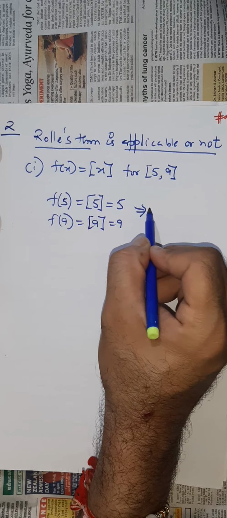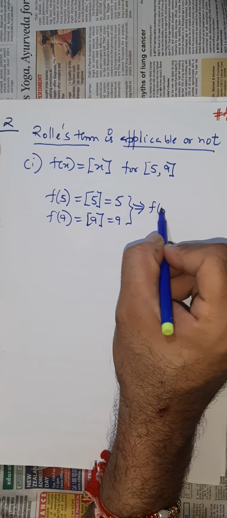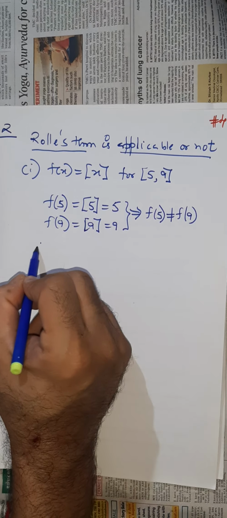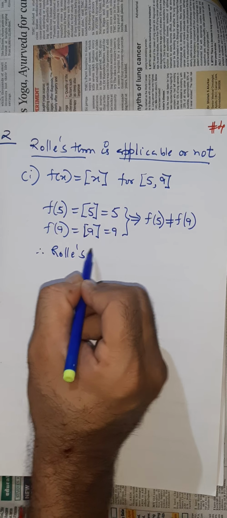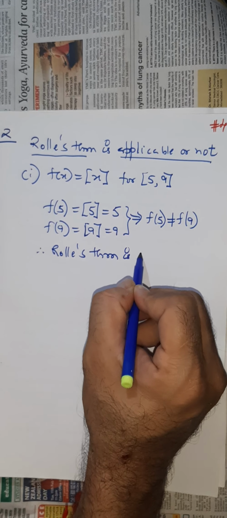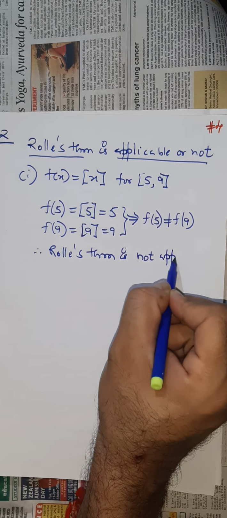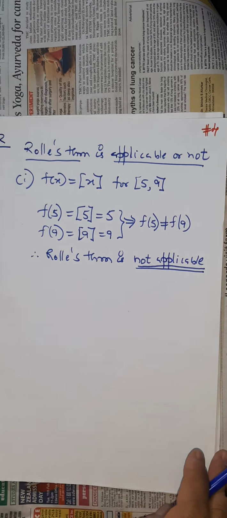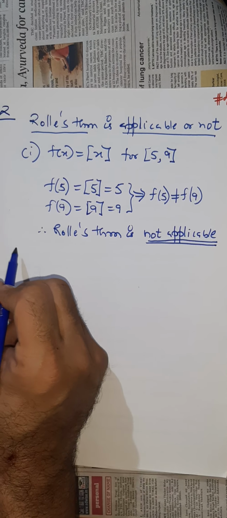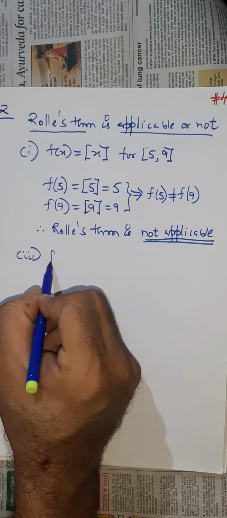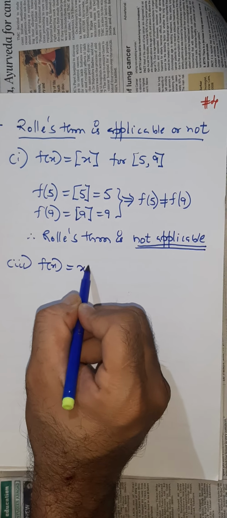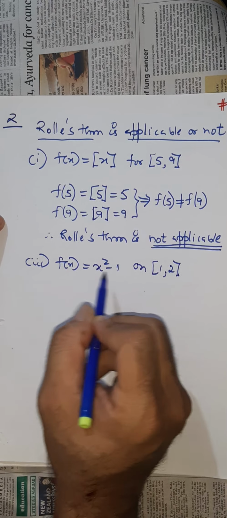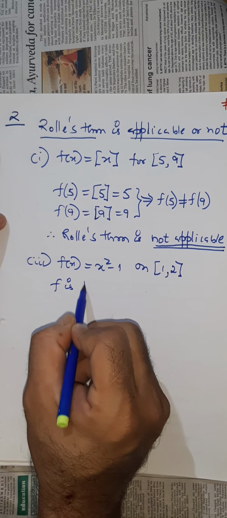So these two are not equal. F of 5 is not equal to f of 9. So f of a is not equal to f of b. Therefore you can say that Rolle's theorem is not applicable. You cannot use Rolle's theorem. It must satisfy three conditions, then and only then it is applicable. Question number 2 is the same. I'll go to the third question. If f of x equals x square minus 1 on this domain 1 to 2, now you know that this is a quadratic. F is a polynomial function.